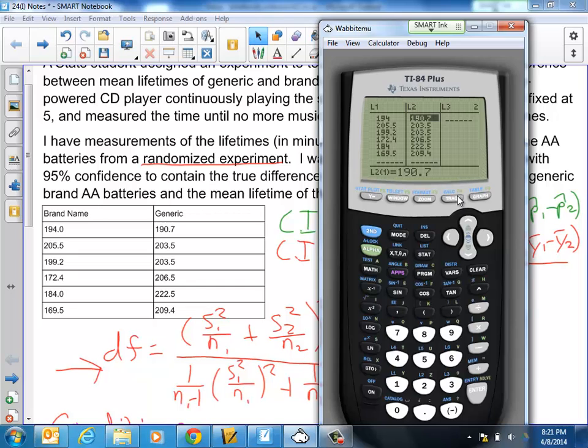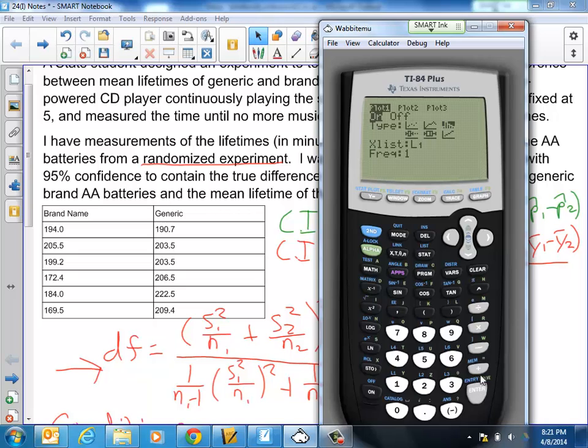I see 194, 205.5, 199.2, 172.4, 184, 169.5. Brand name looks good. And generic: 197, 203.5, 203.5, 206.5, 222.5, and 209.4. Okay, that looks good. So let's go ahead and check the brand name data first. That's my L1. We'll go Stat Plot. That's on. Check it to, or change it to L2 here.